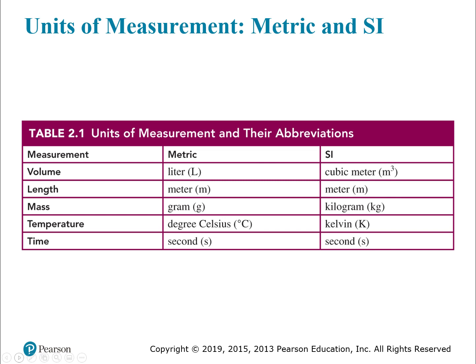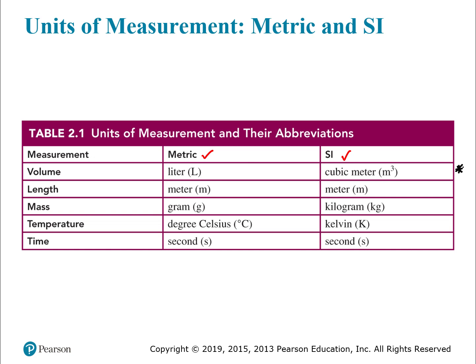It shows you the different measurements, so volume, length, mass, temperature, and time. And then it shows you the metric system and SI. Let me change to black. So there are some differences, like volume. In the metric system, we use the liter, but the SI unit is the cubic meter, or meter cubed. So there's one difference here.